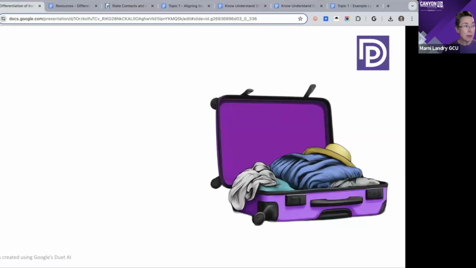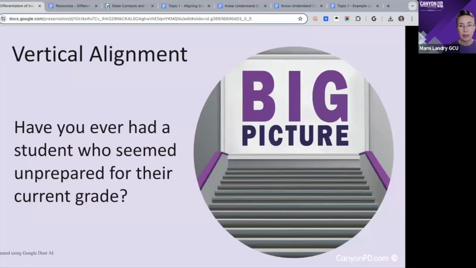So the main purpose of unpacking the standard is really to identify the key components and what that means for instruction. So I ask you, if you've taught already, have you ever had a student who was in your class, and you either at the beginning or in a unit found they seemed unprepared for the current grade or the current content level? If so, you have a good understanding of the importance of what's called vertical alignment.